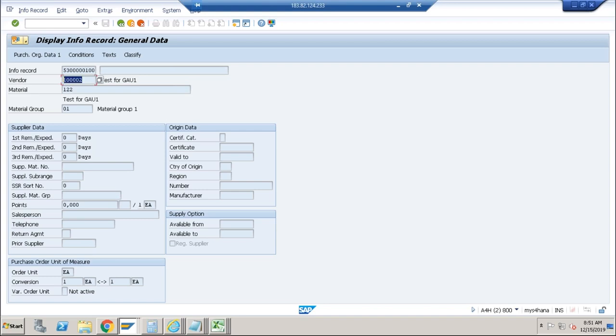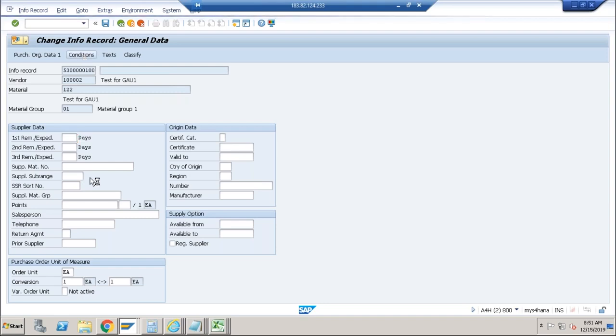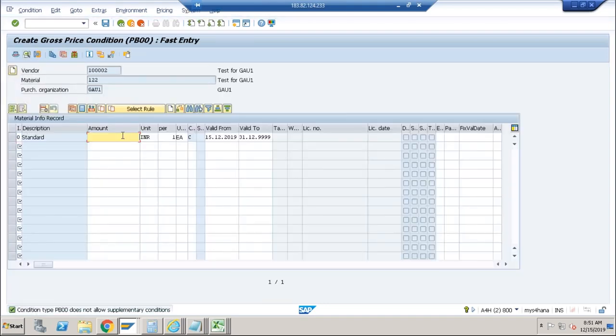So this vendor will be created in business partner, but this material needs to be created in MM01, and this is a combination. Okay. So this is where maybe I need to change this in the display mode. It is not allowing me to change that particular value. So this is a transaction which will allow you to enter the price here. You can enter the amount that this vendor provides us this material at this price.